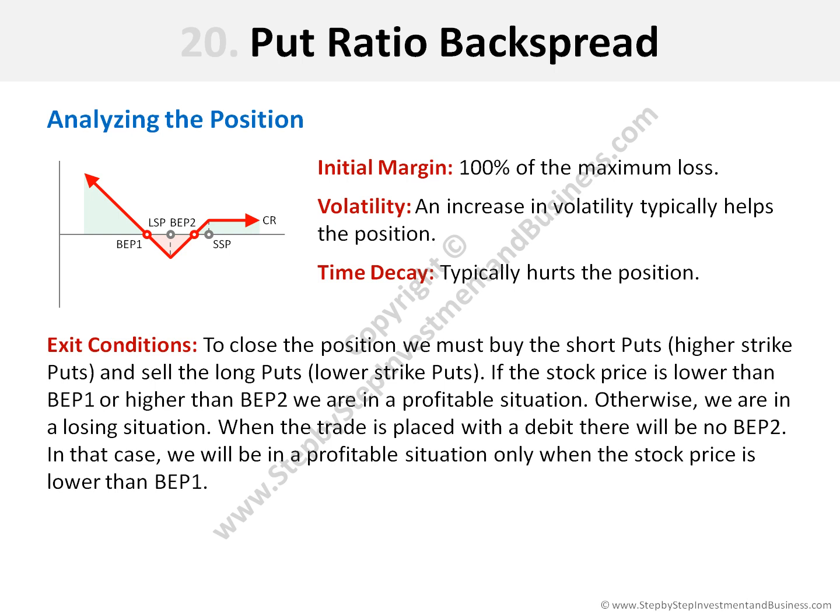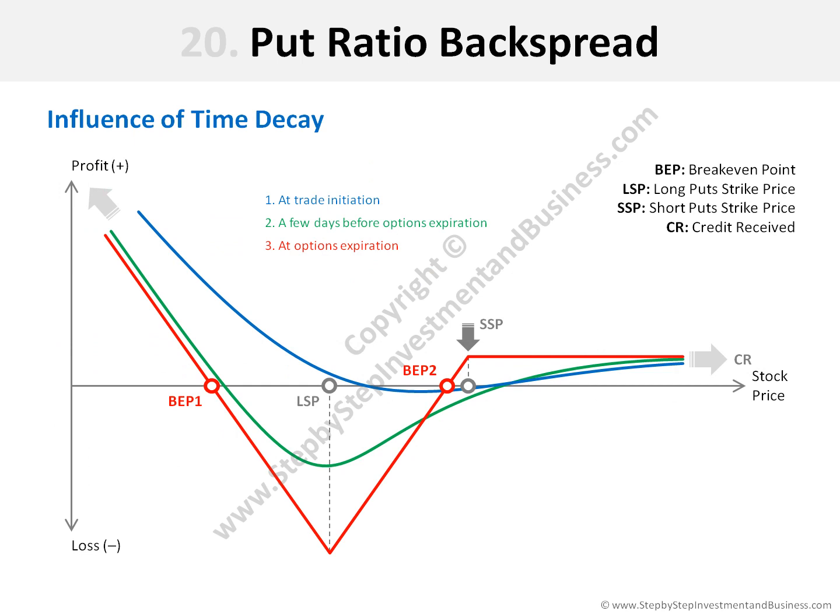When the trade is placed with a debit, there will be no break-even point 2. In that case, we will be in a profitable situation only when the stock price is lower than break-even point 1. In this graph, we can see the influence of time decay on the position.